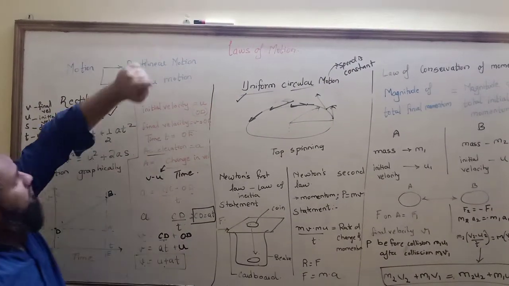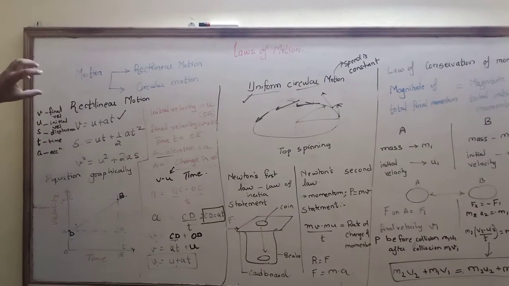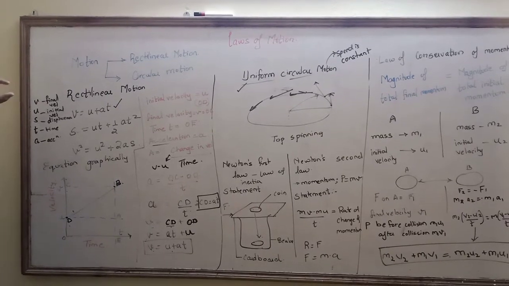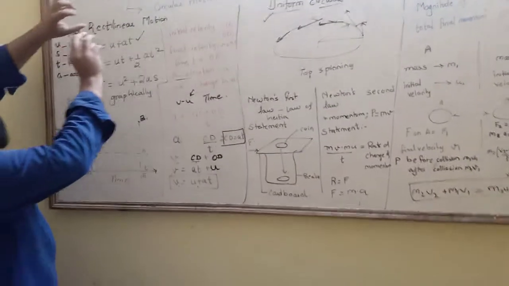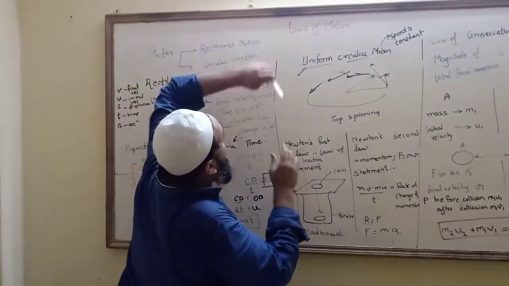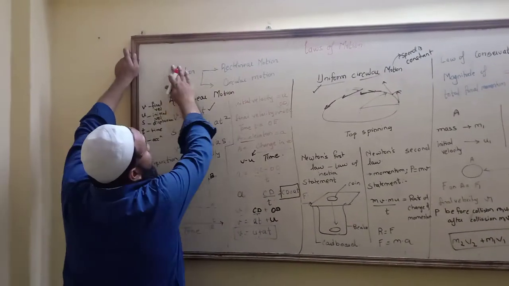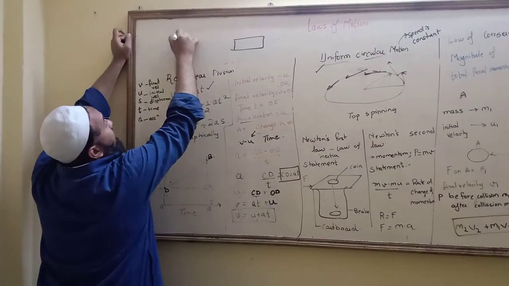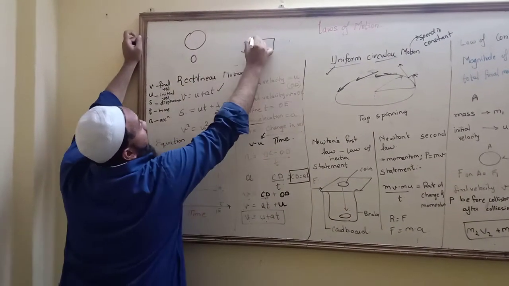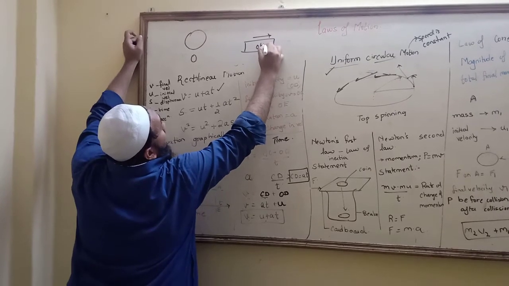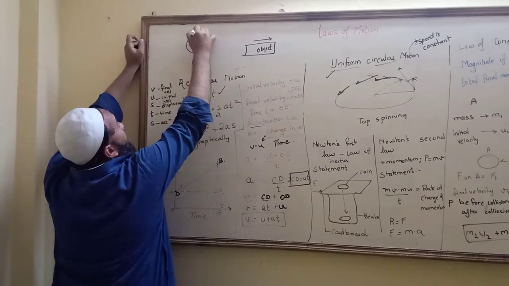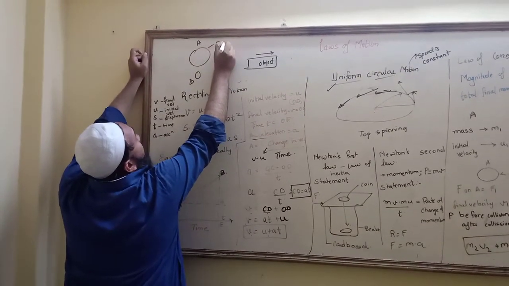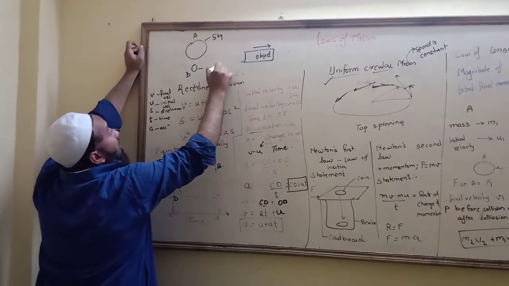If I want to move this object, I can move it by two types of ball. One is a big ball and one is a small ball. I am drawing an example. This is the object. And this is a big ball and this is a small ball. I want to move this object. This ball is A. This ball is B. This is having mass 5 kg and this is having mass 2 kg.